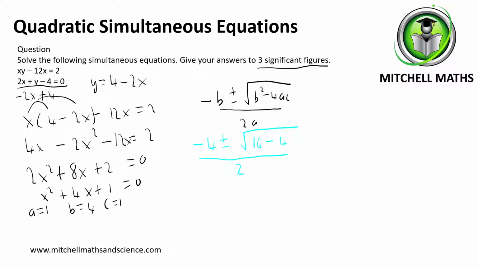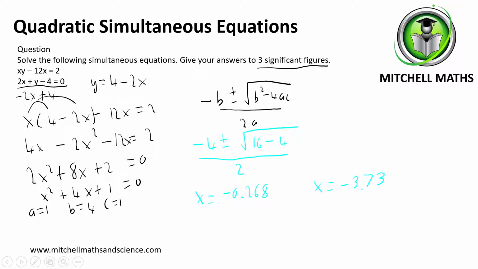So I'll need to put it in like that into my calculator. I'll need to add one time to get one of my x values, and subtract the other time to get my other x value. So one of my x values is minus 0.268, and I'll get x equals minus 3.73. And that's the 3 significant figures.